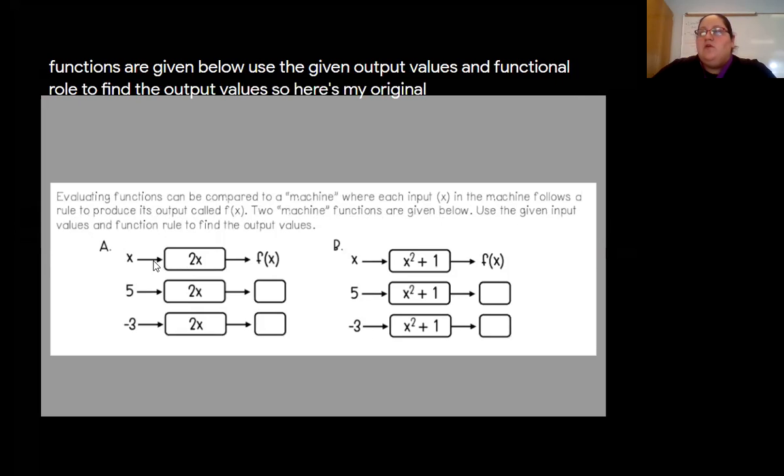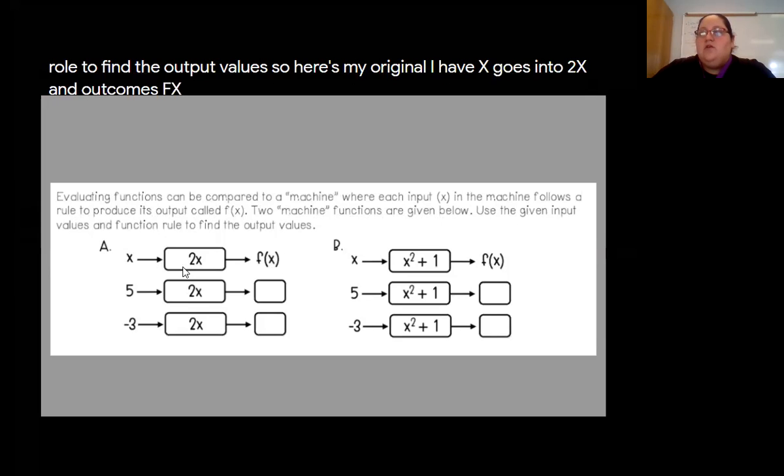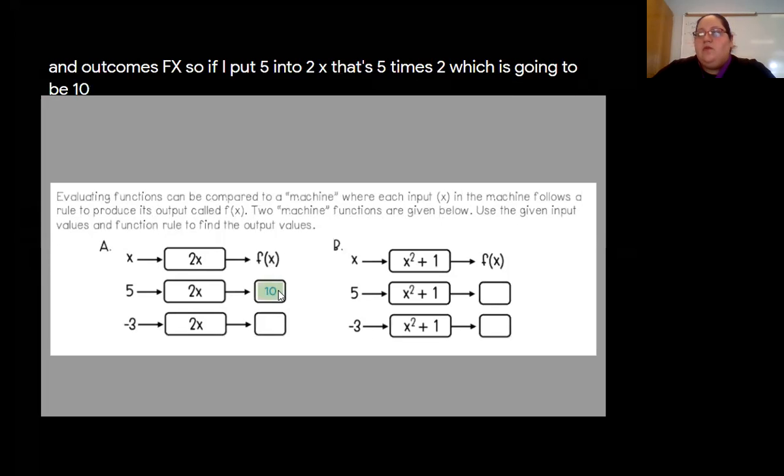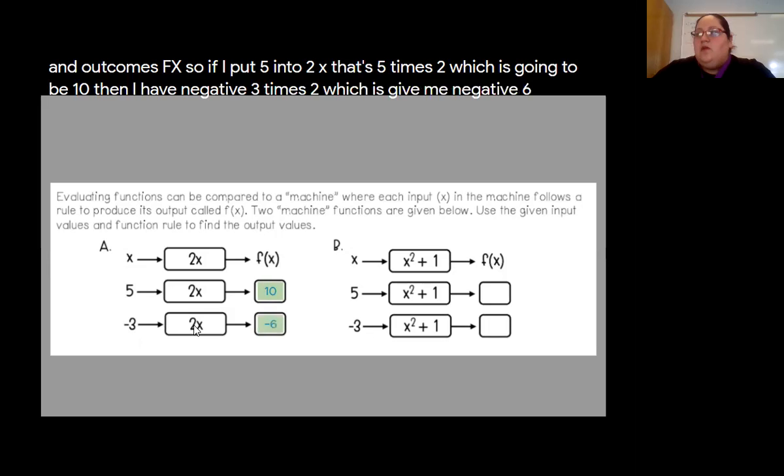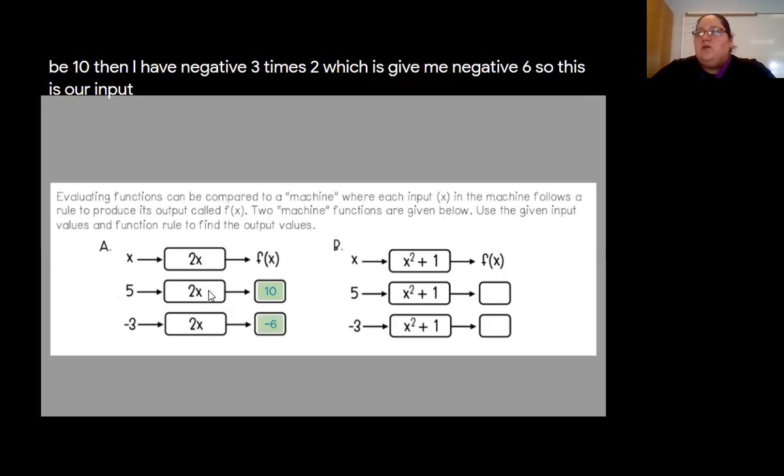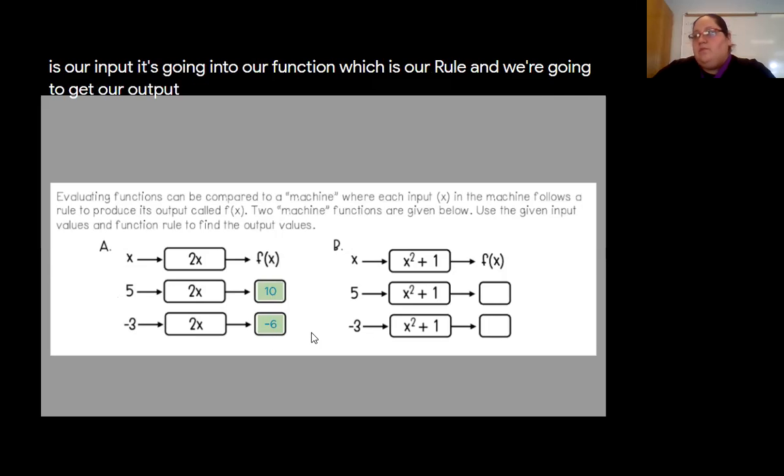So here's my original. I have x goes into 2x and out comes f of x. So if I put 5 into 2x, that's 5 times 2, which is going to be 10. Then I have -3 times 2, which is going to be -6. So this is our input. It's going into our function, which is our rule, and we're going to get our output.